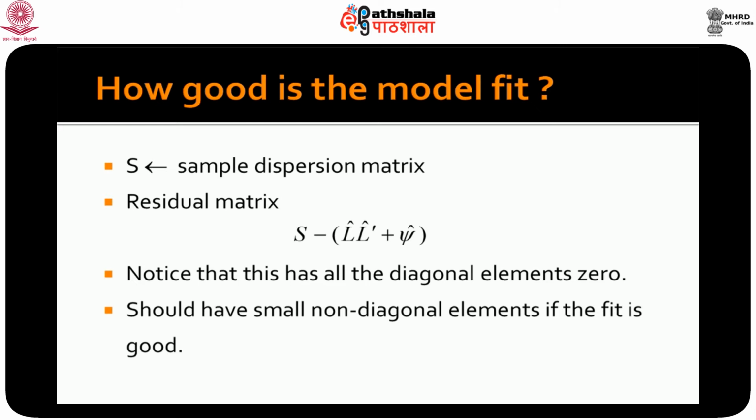So starting with S, we get estimates of L and psi. So what we do is we take S minus L hat L hat prime plus psi hat, the estimated values. Remember, this would have the diagonal elements as 0 because from the remaining part we had taken the diagonal elements and put them into psi, and all the other elements would be small but non-zero in most cases.